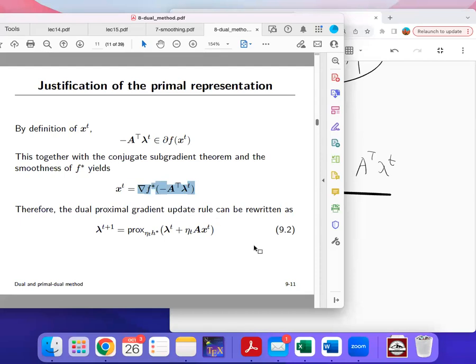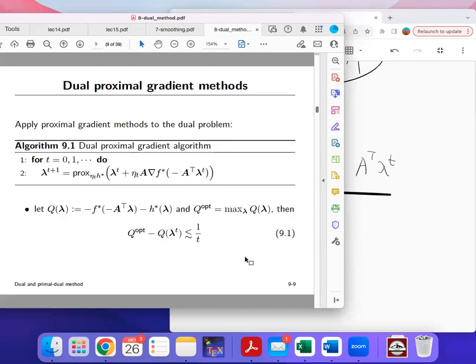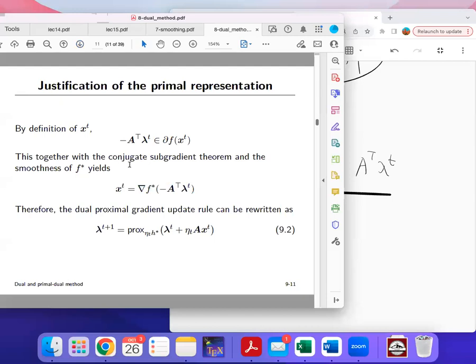Therefore this gradient of conjugate of f term is actually xt. So then we can plug this into this update rule. This gradient term would be that xt. So instead we will just have lambda t plus beta t A times xt. Therefore this line of update simply reduces to this one, and then we completely get rid of this f conjugate.